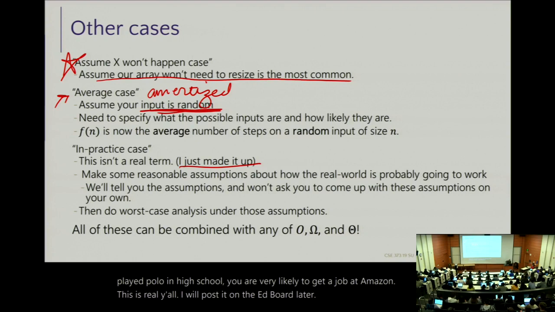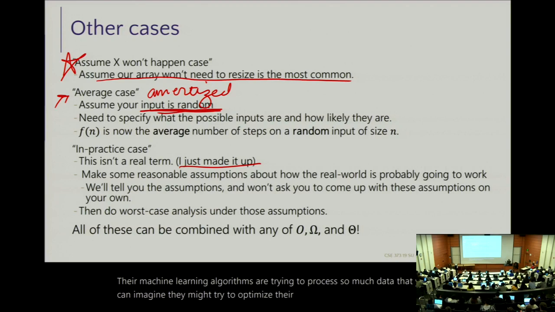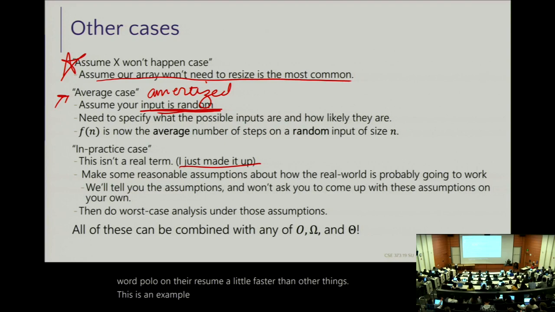Now, their machine learning algorithms are trying to process so much data that you can imagine they might try to optimize their algorithms. And if they optimize their algorithms, they might send emails to anyone named Josh or with the word polo on their resume a little faster than other things. This is an example of in-practice data introducing unethical bias into the algorithms.